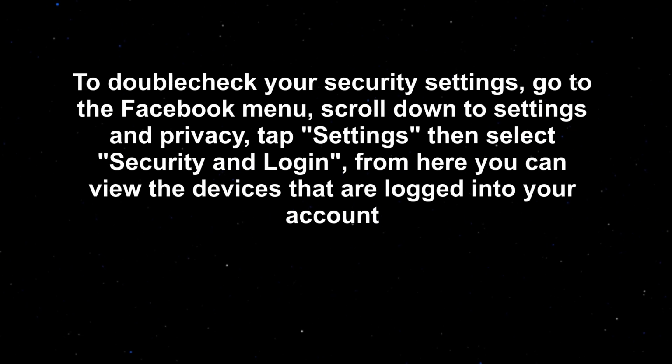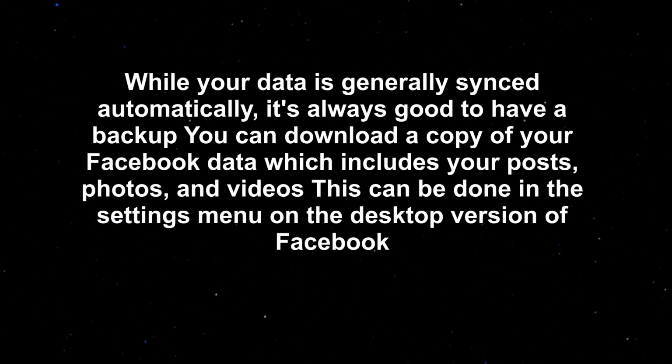To double-check your security settings, go to the Facebook menu, scroll down to Settings and Privacy, tap Settings, then select Security and Login. From here you can view the devices that are logged into your account. While your data is generally synced automatically, it's always good to have a backup. You can download a copy of your Facebook data, which includes your posts, photos, and videos. This can be done in the Settings menu on the desktop version of Facebook.